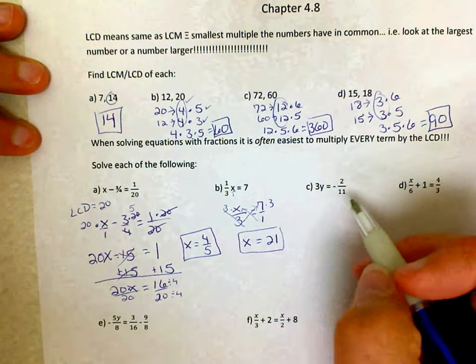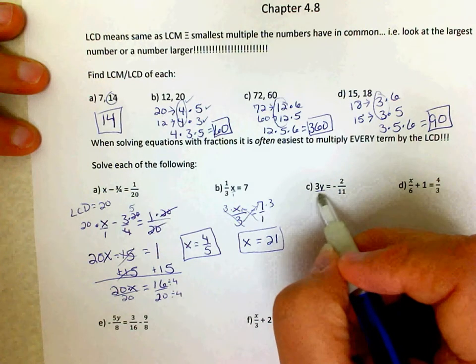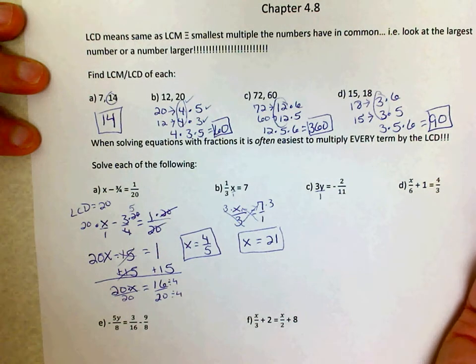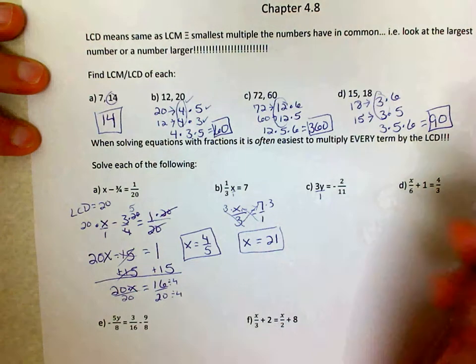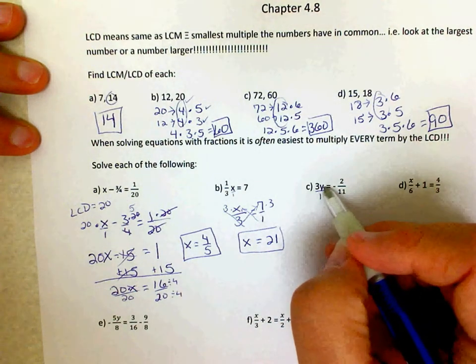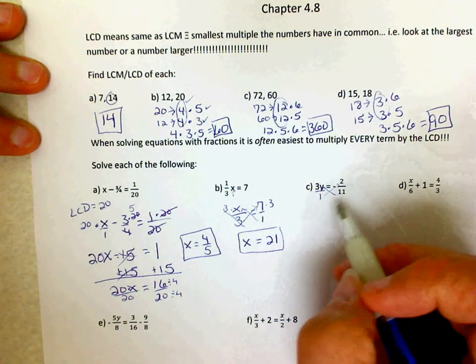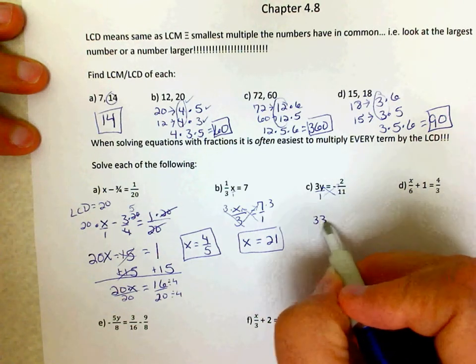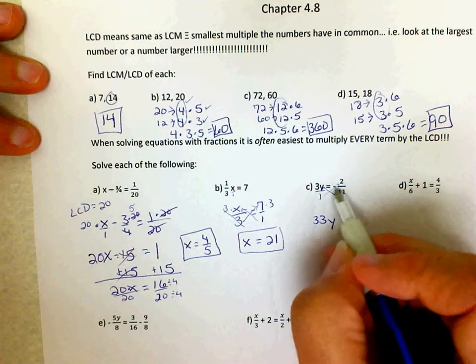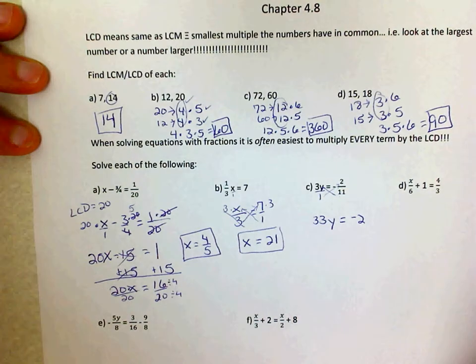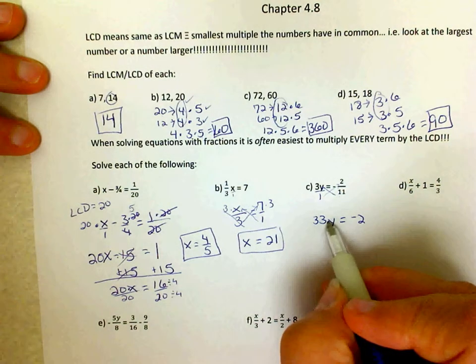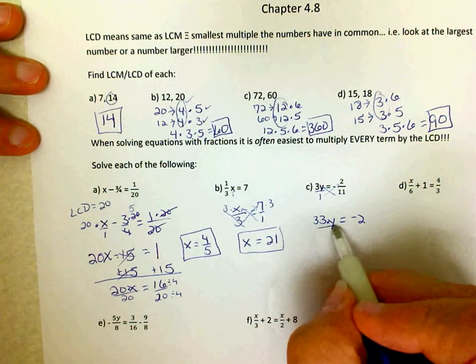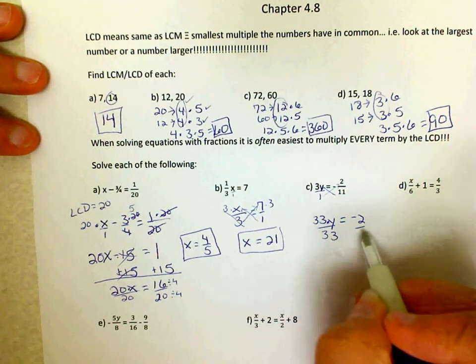Alright, this is a fraction over 1, or a whole number is a fraction over 1, and we can use that same shortcut here. 11 times 3y is 33y equals 1 times negative 2 is negative 2. Now the opposite of timesing by 33 is to divide by 33.